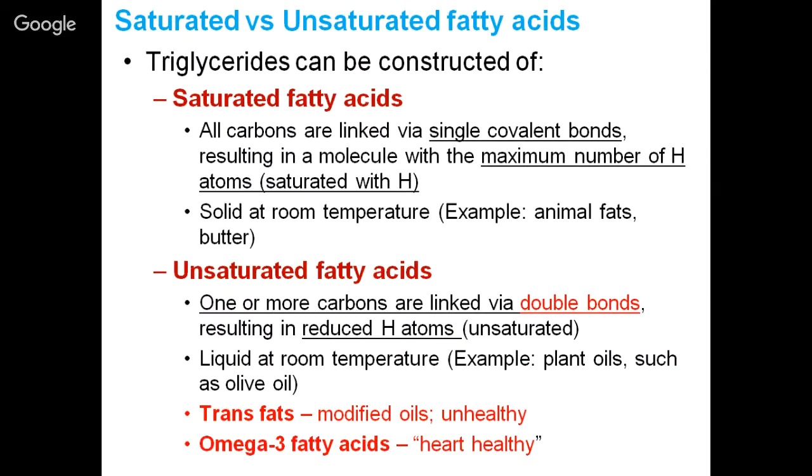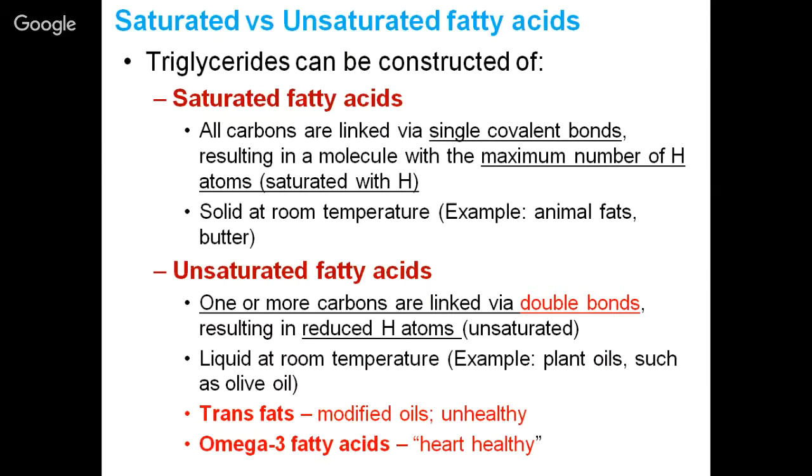Triglycerides can be constructed of saturated fatty acids or unsaturated fatty acids. In saturated fatty acids, all carbons are linked through single covalent bonds, and this results in the maximum number of hydrogen atoms, which is referred to as saturation with hydrogen atoms. These are mostly solid at room temperature. Examples that you would encounter are animal fats, butter, and other saturated fatty acids.